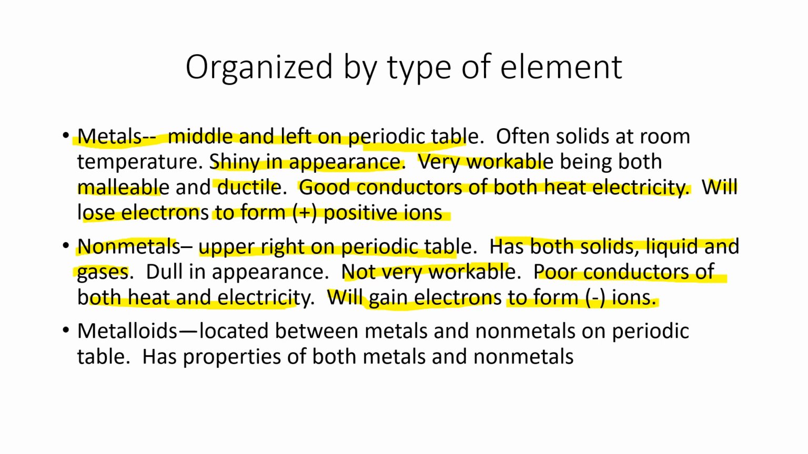Your metalloids, these are the elements located between the metals and the nonmetals on the periodic table. They have some of the properties of both. We're not going to relist the properties.